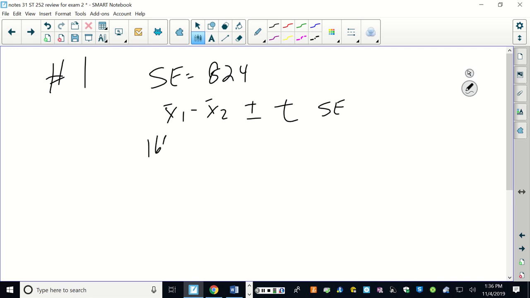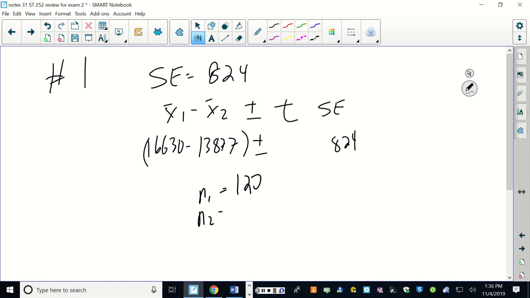This was 16,630 minus 13,877, plus or minus some t value, and the standard error is 824. Now, the first group had 120, and the second group had 80.